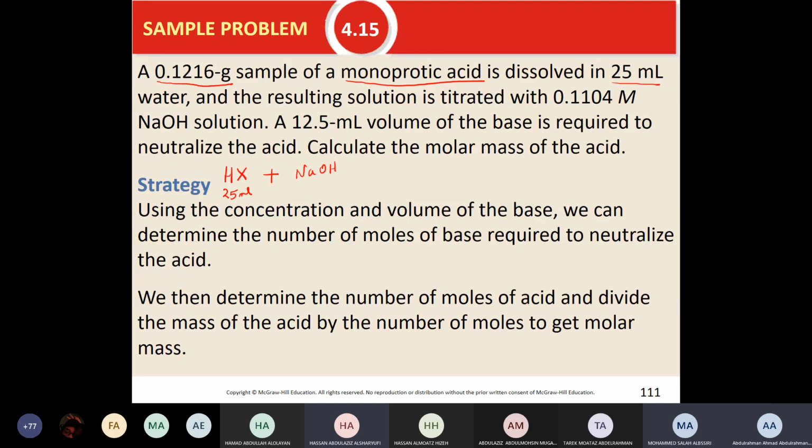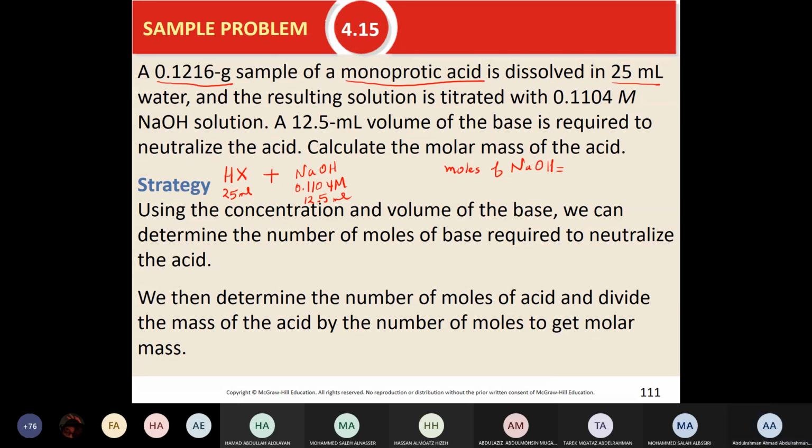NaOH. What was the molarity of NaOH? 0.1104. What's the volume needed to make the neutralization? 12.5 milliliter. Okay, can you calculate moles of NaOH?